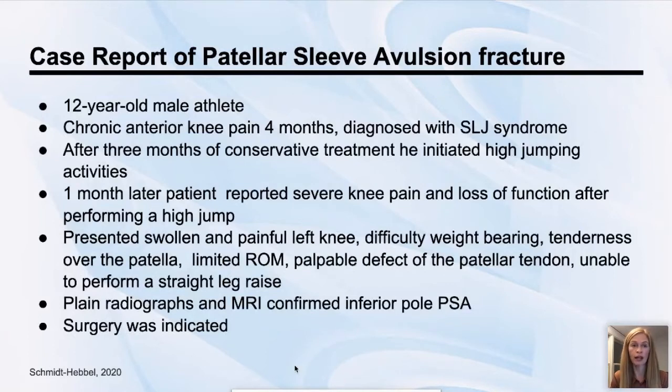So, a 12-year-old male athlete with chronic anterior knee pain for 4 months, diagnosed with SLJ syndrome. After 3 months of conservative treatment, he initiated back to sport with high jumping activities. One month later, the patient reported severe knee pain and loss of function after performing a high jump.